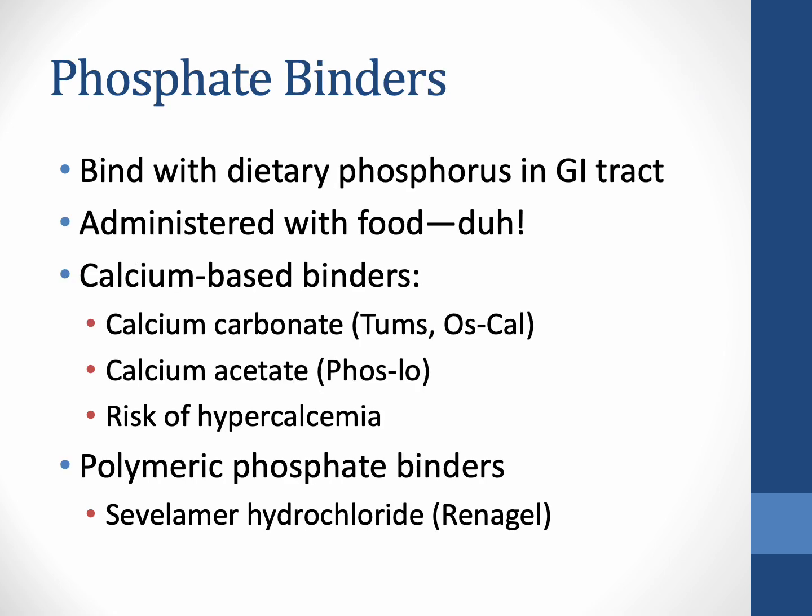Phosphate binders in CKD help reduce dietary phosphorus absorption by binding with it in the GI tract. They should be administered with food. Calcium-based binders like calcium carbonate, yes, the Tums that you take, and calcium acetate, PhosLo, are common, though they carry a risk of hypercalcemia. Polymeric phosphate binders such as Renagel or sevelamer hydrochloride are also used.